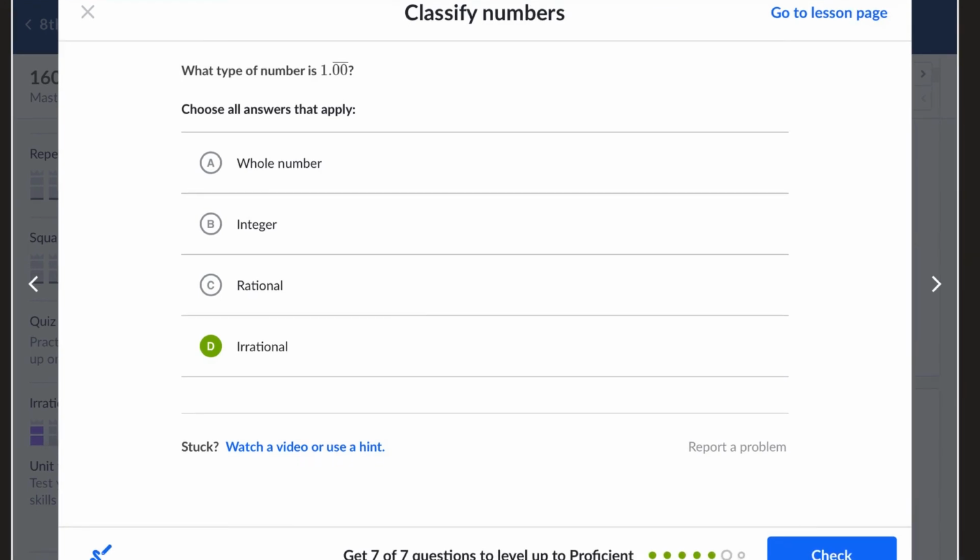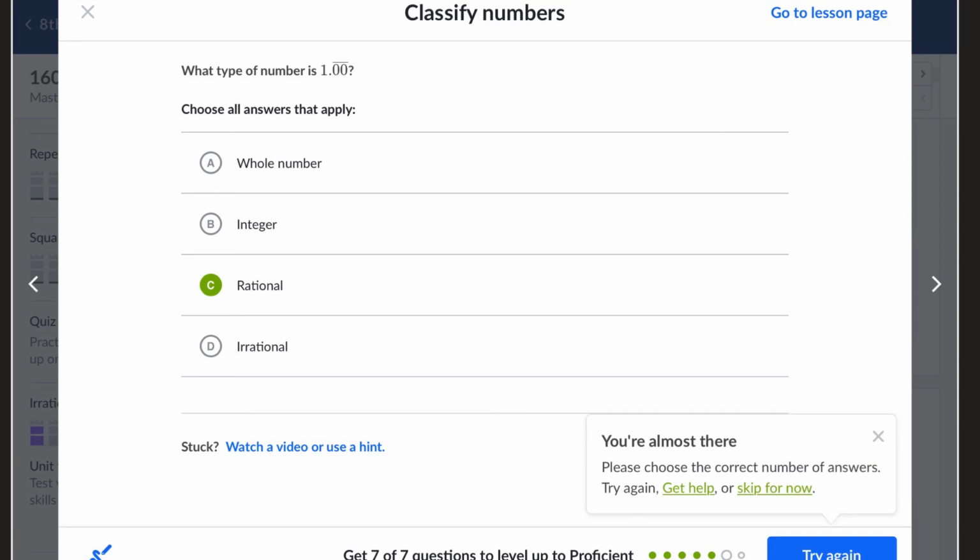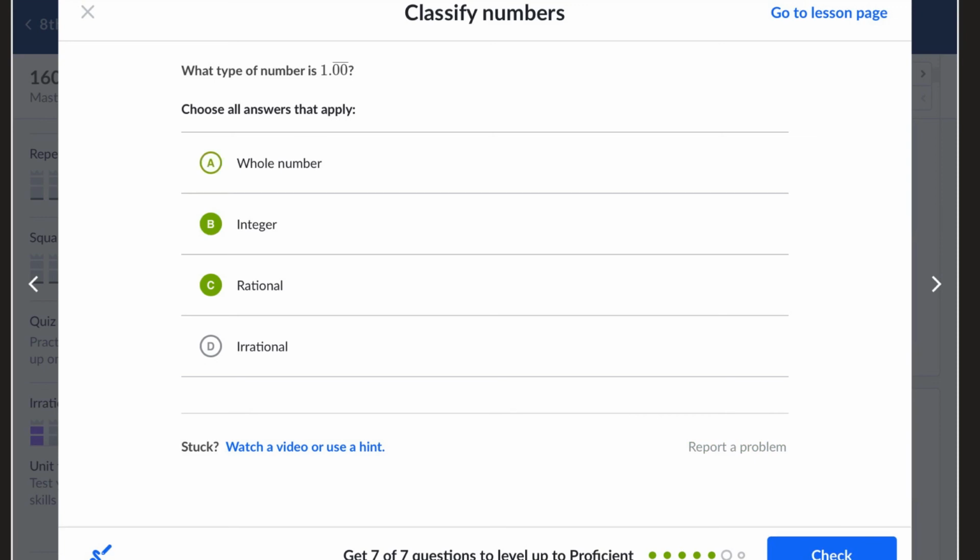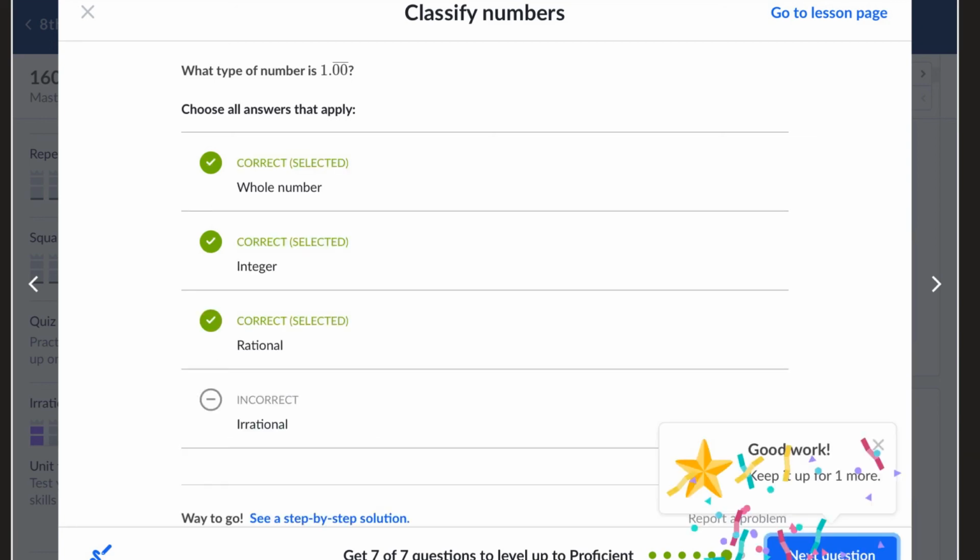I'll tell you my thinking about this. Whole number, 1 is a whole number, but what about 1.00 repeating? That's definitely rational, not irrational. I'm going to say it's only rational because integers don't have decimals and whole numbers don't have decimals. So I'm going to go with this. Okay. Well, then they're saying that 1 is an integer and a whole number. I guess that's what they're talking about then. It was a little tricky that they had decimals in there, but anyway, there you go.